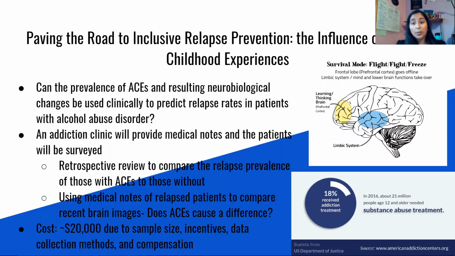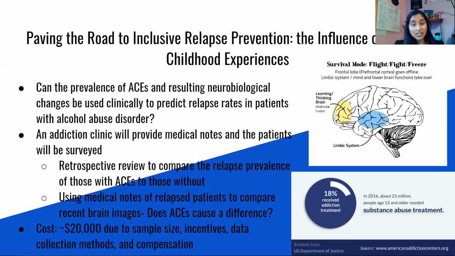Regarding the brain, what we found is there are changes in the prefrontal cortex, the basal ganglia, and the amygdala for both adverse childhood experiences and alcoholism. What this means is these changes in the brain are correlated to impulsivity, addictive behaviors, and instability. What we want to focus on here today is, can the prevalence of ACEs resulting in neurobiological changes be used clinically to predict relapse rates in patients with alcohol abuse disorder?